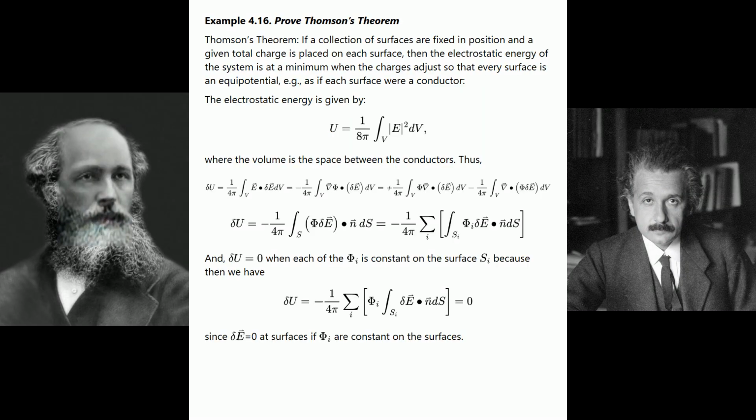Example 4.16. Prove Thomson's theorem. Thomson's theorem: if a collection of surfaces are fixed in position and a given total charge is placed on each surface, then the electrostatic energy of the system is at a minimum when the charges adjust so that every surface is an equipotential, e.g., as if each surface were a conductor.